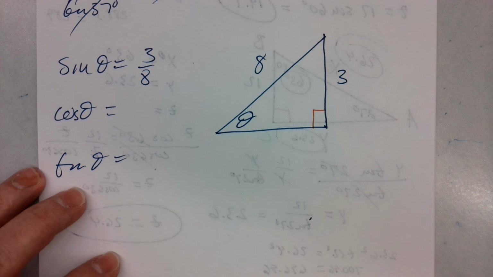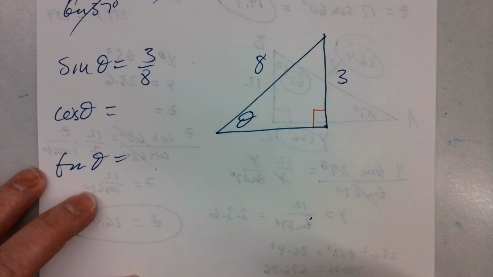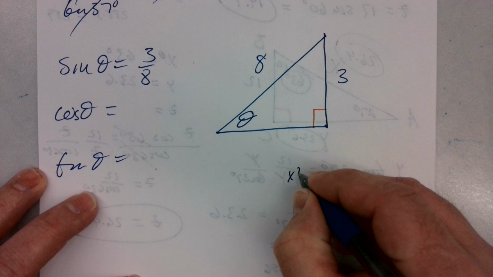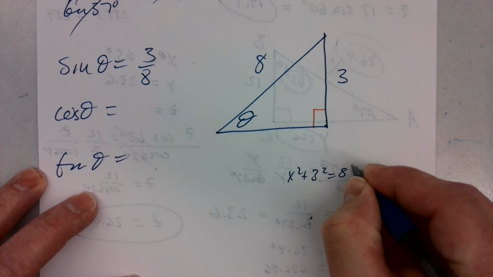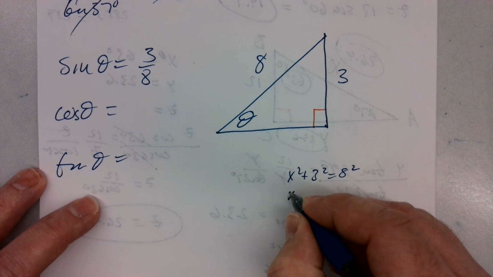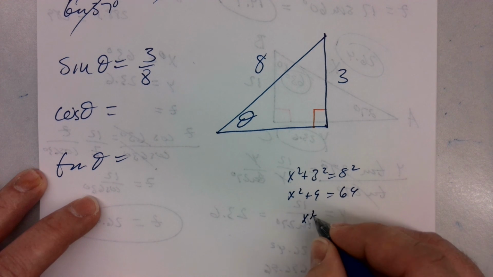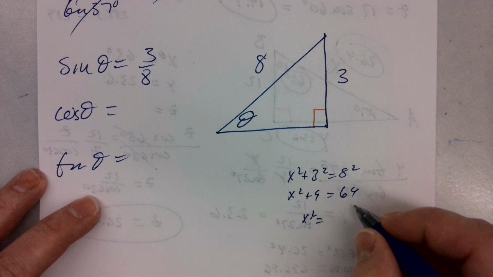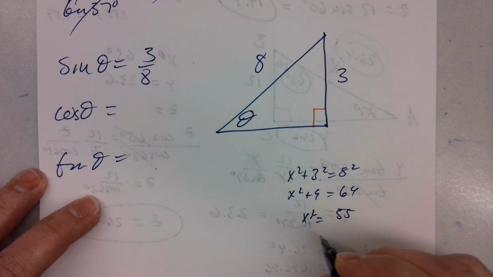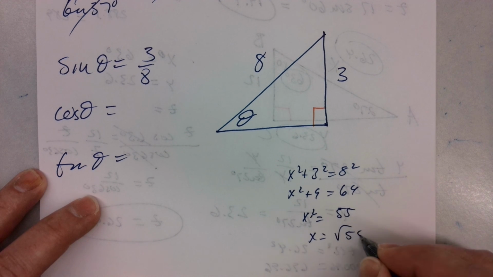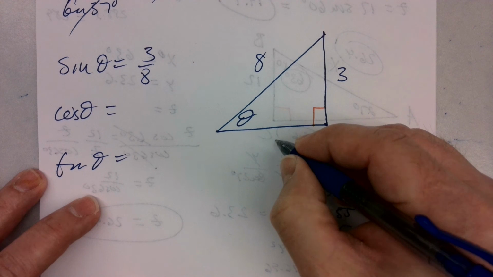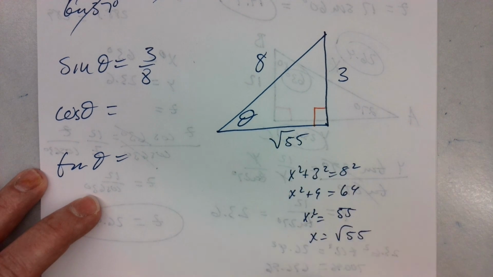Then I'm going to simply use the Pythagorean theorem, right? It doesn't matter, let's just make the missing side x. x squared plus 3 squared equals 8 squared, right? x squared plus 9 equals 64. x squared equals 55. x equals the square root of 55. So right now I've got the square root of 55.